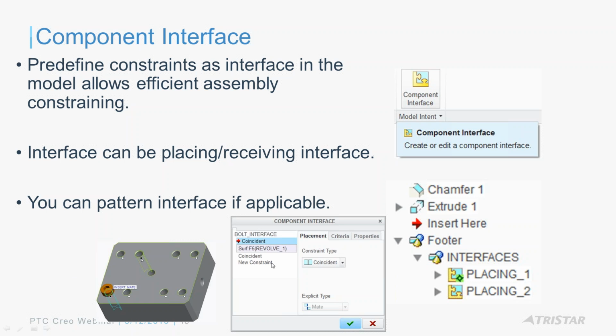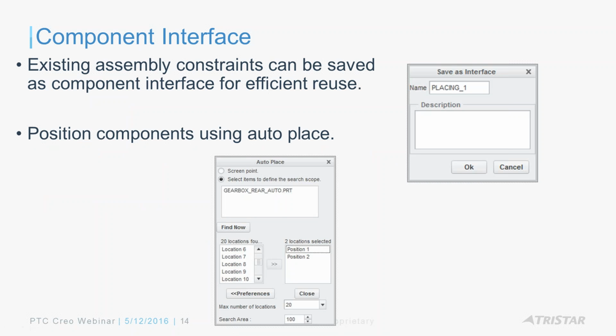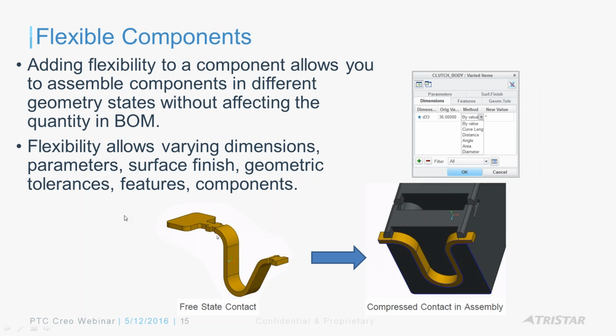You can also have a receiving interface, like on this block with a lot of holes in there. You can pattern that interface, for example. So whenever you try to assemble, you just keep clicking through those little circles, and it automatically assembles it, right? That's a very powerful feature, I think. You can also use auto place, wherein you can roughly click on some location, and the software gives you some locations based on the number of locations you have set in your preferences. So give me all the neighboring pairs of holes and cylindrical and flat surfaces, for example. And you can even control the search area when you use component interface.